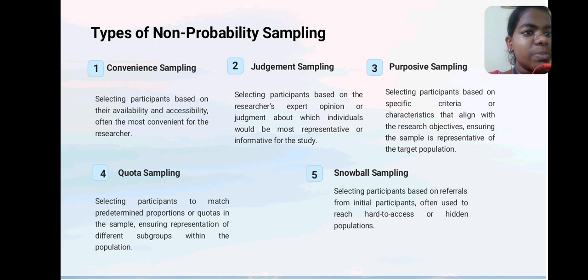Purposive sampling is based on specific criteria or characteristics that align with the research objectives, ensuring the sample is representative of the target population. Quota sampling selects participants to match predetermined proportions or quotas in the sample, ensuring representation of different subgroups within the population. Snowball sampling is nothing but selecting participants based on referrals from initial participants, often used to reach hard to access or hidden populations.